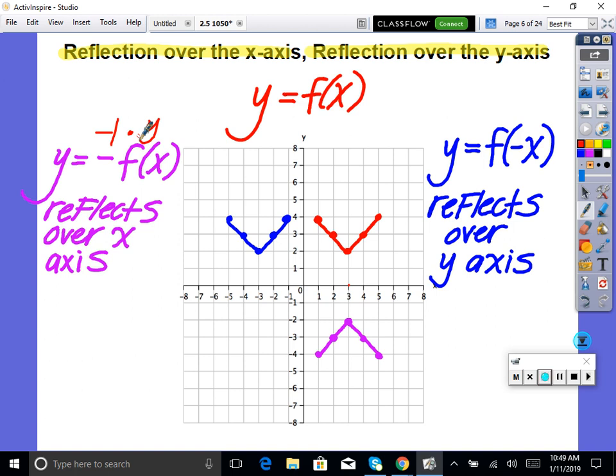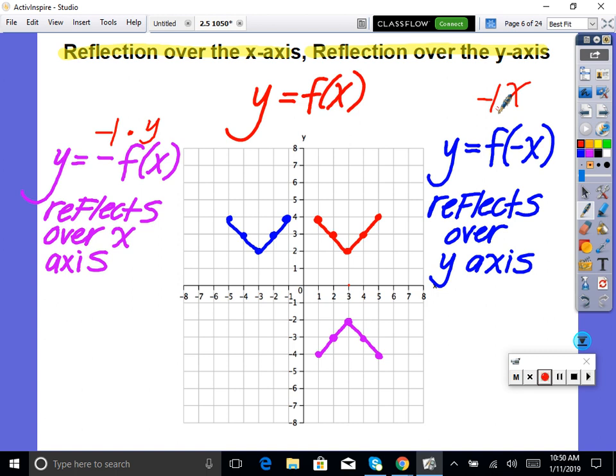Okay, so then what if the negative is not outside of f of x, but it's inside right in front of x? What's going to happen is it's going to reflect over the y-axis. And that one also makes sense algebraically. Look what this literally says. It says take -1 and times it to your x values. So look at the red. Aren't my x values just times by -1? Instead of at +3, it's at -3. Do you guys see? So it makes sense why those are what they are.